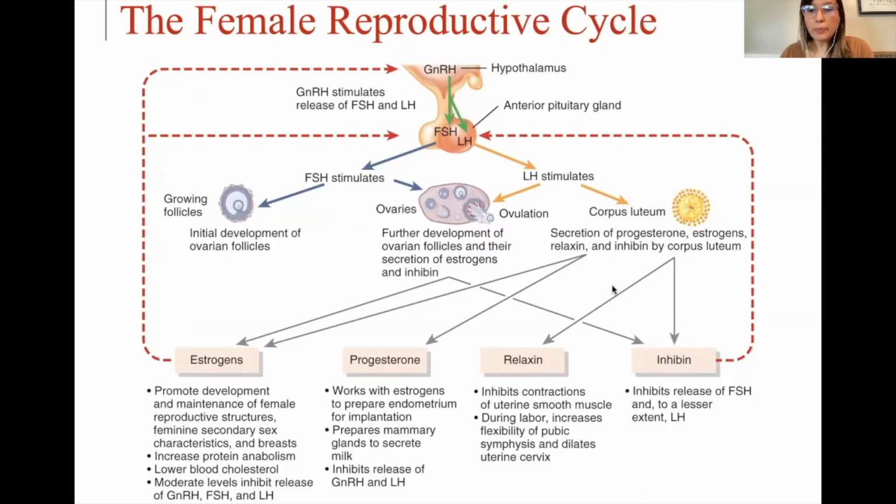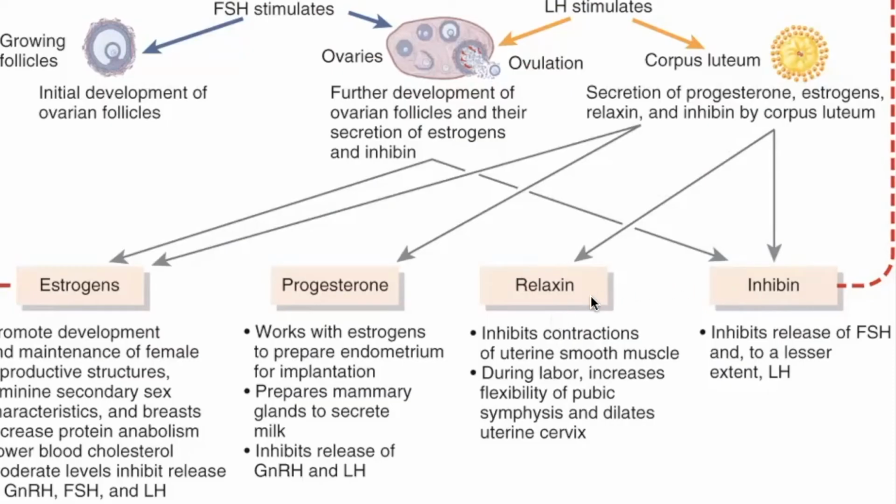The other hormone is called relaxin. And the good thing about these hormones is that they also have a name that could relate to their functions. So relaxin inhibits the contractions of the uterine smooth muscle. And during labor, it increases the flexibility of the pubic symphysis and dilates the uterine cervix.